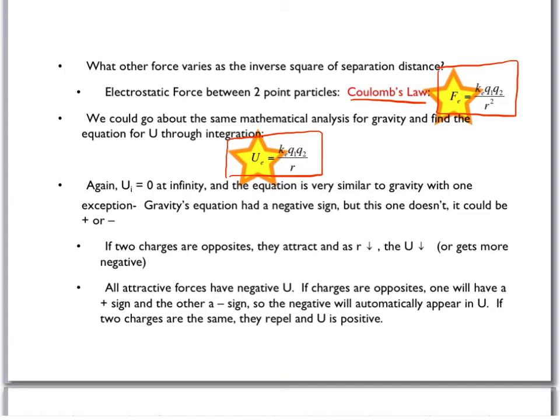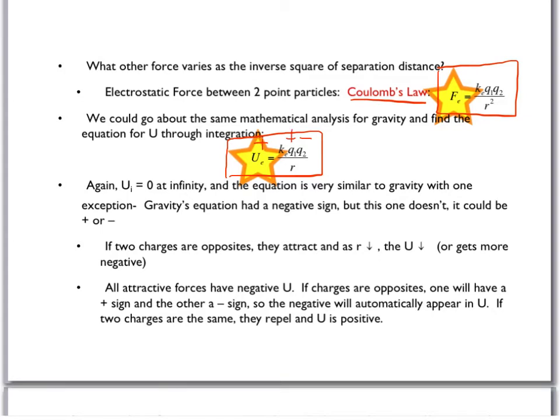Again, we'd set U sub i equal to 0 at infinity, and the equation ends up looking similar to gravity with one exception. Gravity's equation had a negative sign in front of it, and this one doesn't. And that's because this equation could end up being positive or negative. If we had 2 positive charges or 2 negative charges that we stuck in here, we can see how the overall sign on this equation would come out to be a positive.